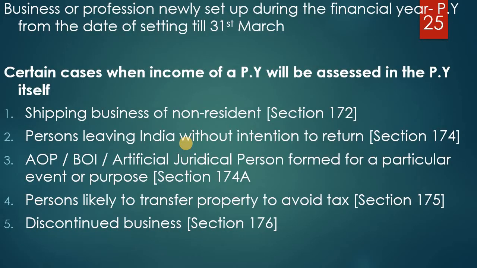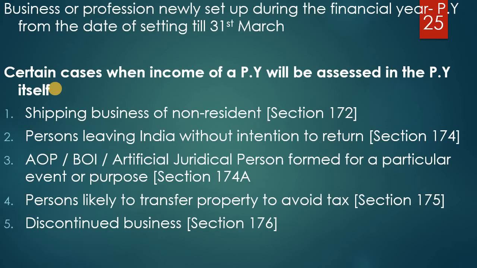But there is one exception. In case of a business or profession which is newly set up during the financial year, the previous year shall be from the date of setting up till 31st March. For example, you have set up a business on January 1st. In this case, the previous year will be from 1st January to 31st March, only 3 months, because in the other months there was no income. If you have started your business from 1st November, the previous year will start from 1st November, not from 1st April. This thing you have to remember.